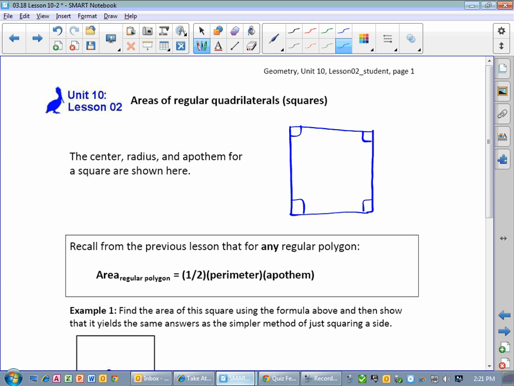And just like the triangles yesterday, squares, any regular polygon, will have a center, a radius, and an apothem. So the center is where the angle bisectors intersect. So if we bisect each of these four angles, then they should come pretty close to meeting, and depending on how good you are at drawing a square, if your square is exact, then they'll intersect exactly in the middle. Mine's a little bit off, but I'm going to call that C for a second.